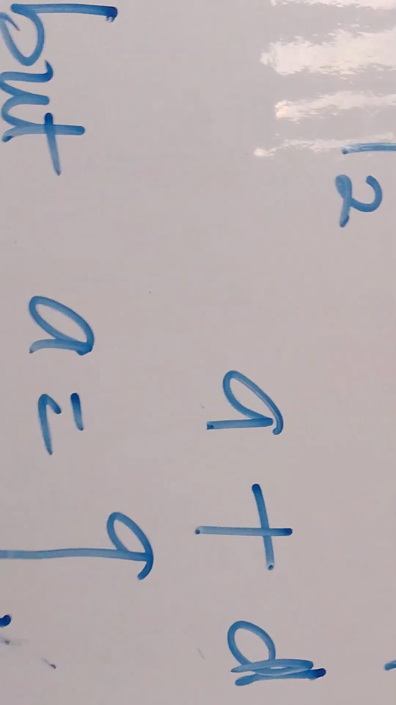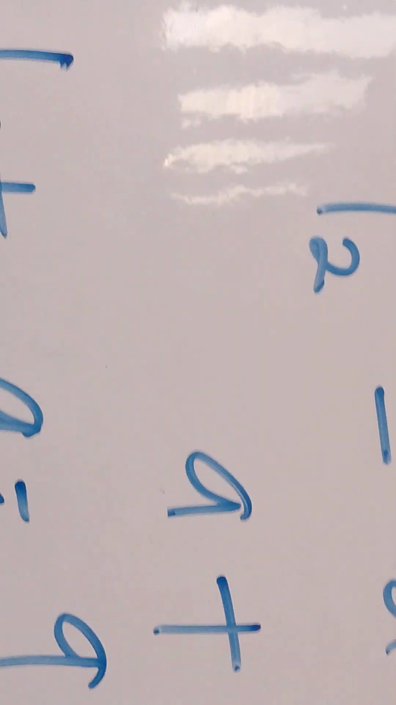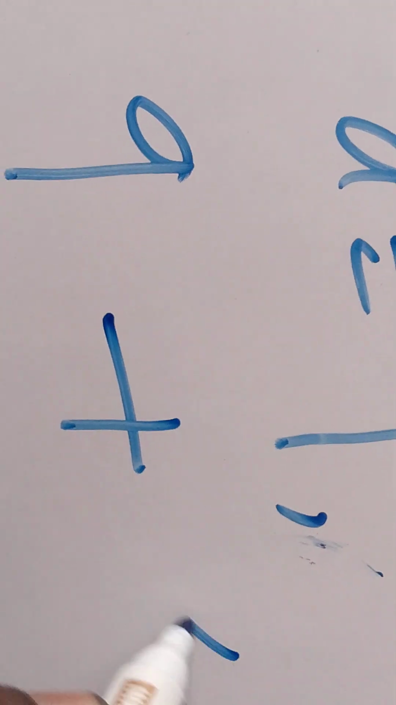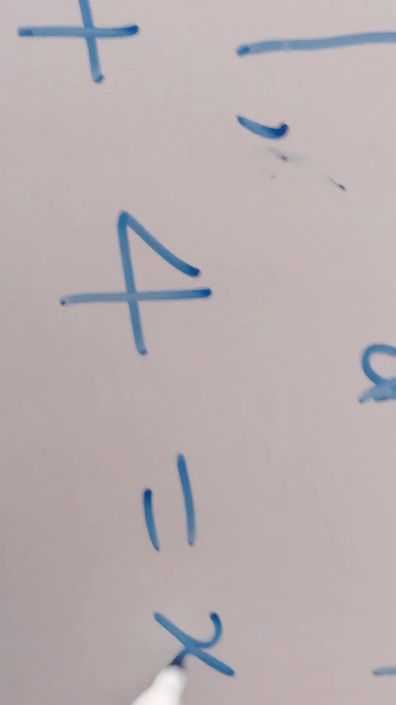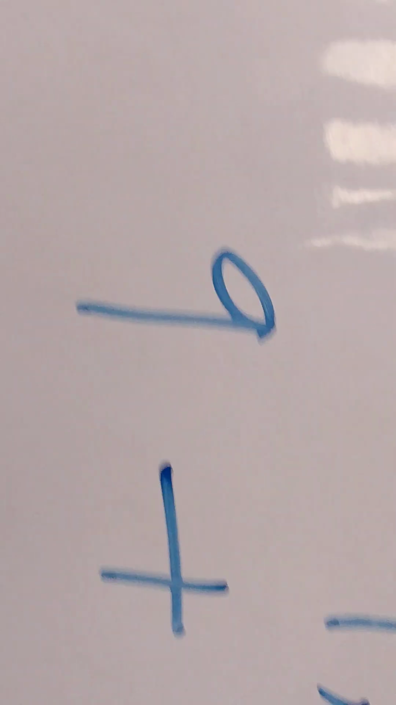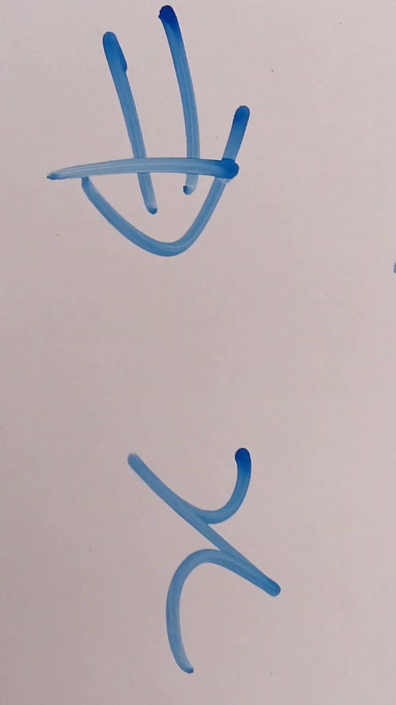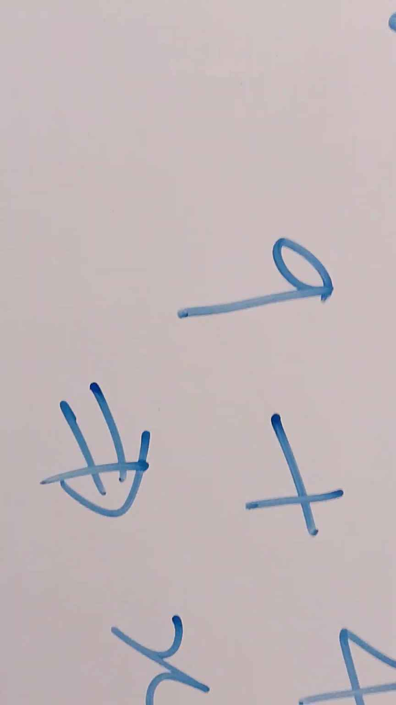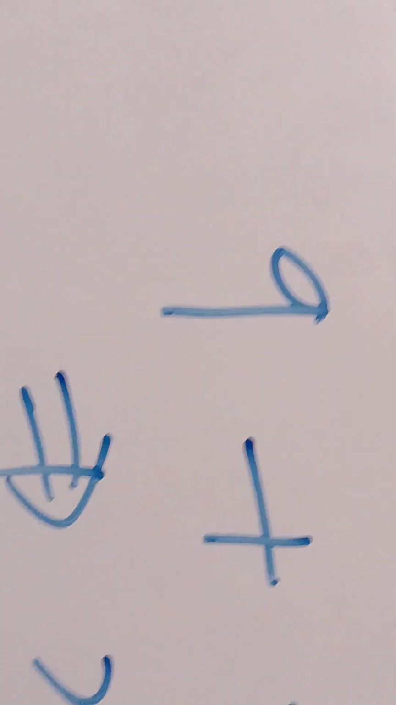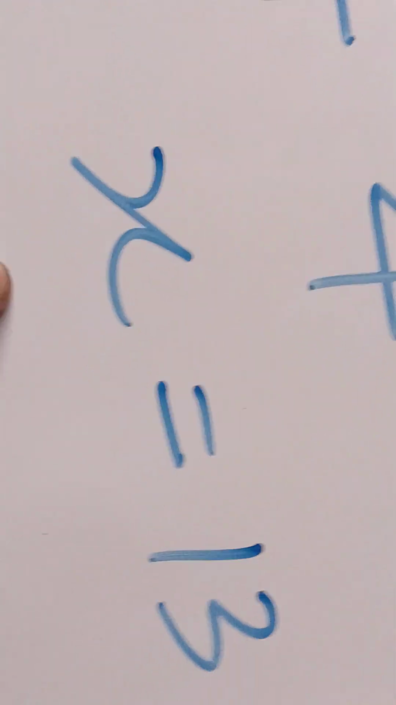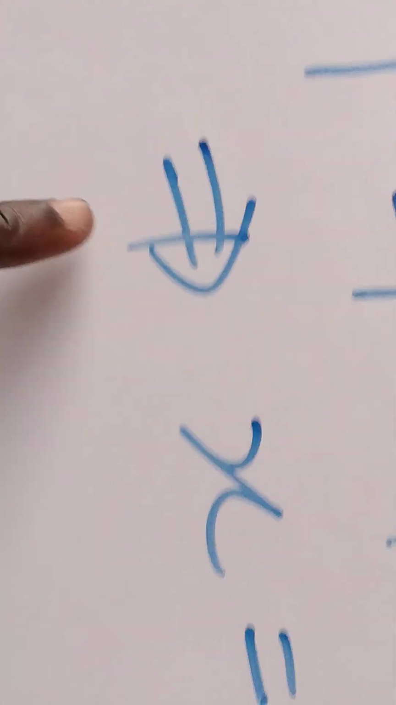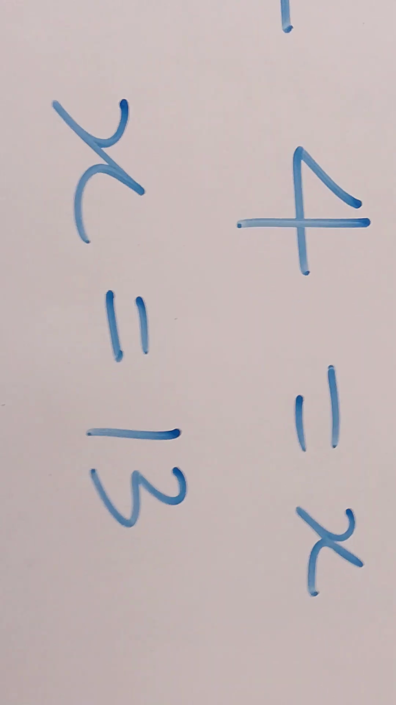So that is 9 plus 4 will be equal to X, and if I add it, 9 plus 4 gives me 13. Therefore, X is equal to 13. This implies that X is equal to 13. So we have gotten the value of X.